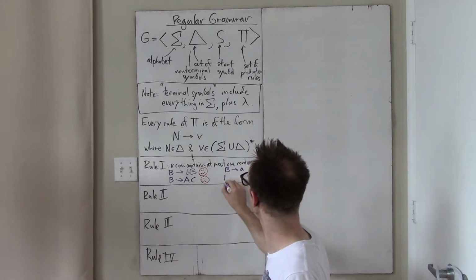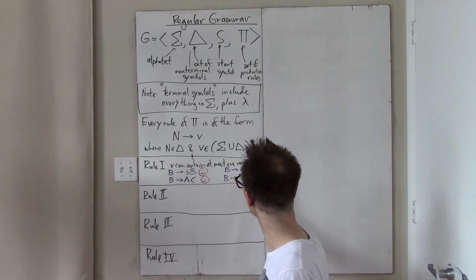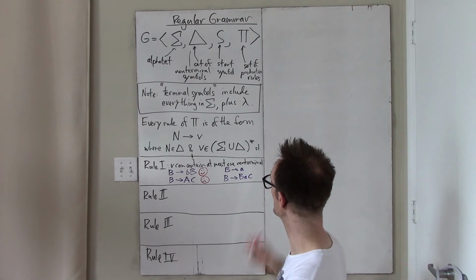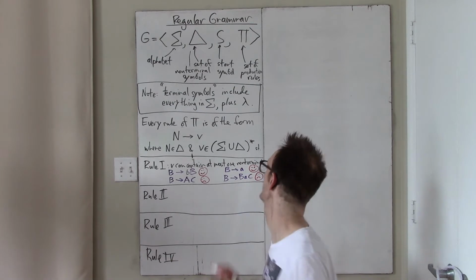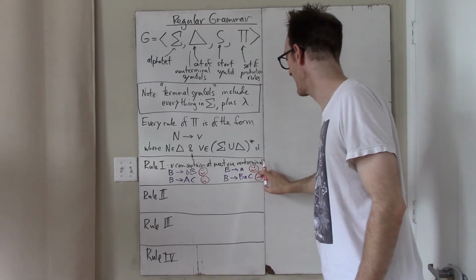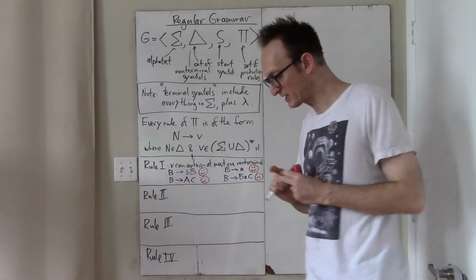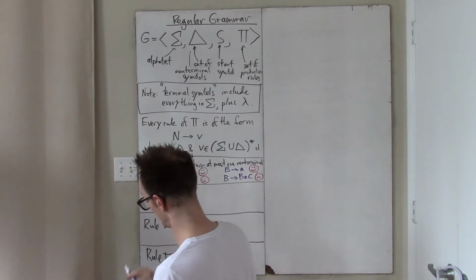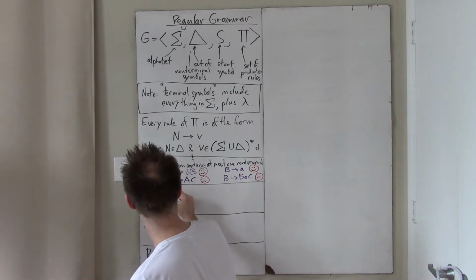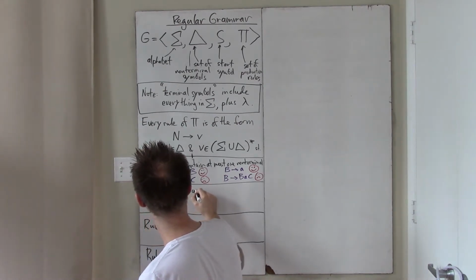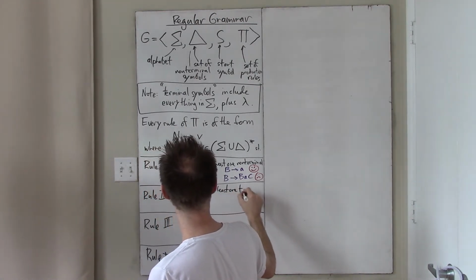So just to give one more example of something that's not allowed, you can't have this, right? So once again, this is okay because there are no non-terminals. This is not okay because there are 2 non-terminals. Okay, good. That's rule 1. Rule 2, V must contain at least 1 terminal symbol.